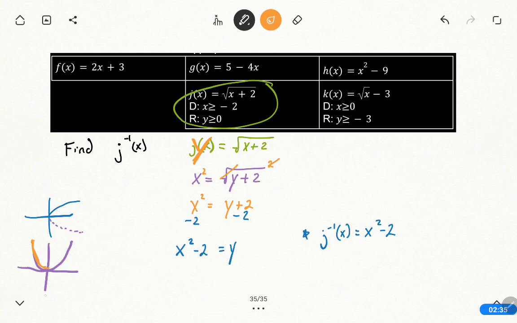So to restrict that domain of our inverse, we need to look at the range of the original. So basically, we're going to take our original domain and range and switch x and y. So instead of x greater than or equal to 0, or, sorry, x greater than or equal to negative 2, we're going to have y greater than or equal to negative 2. And instead of y greater than or equal to 0, we're going to have x greater than or equal to 0.